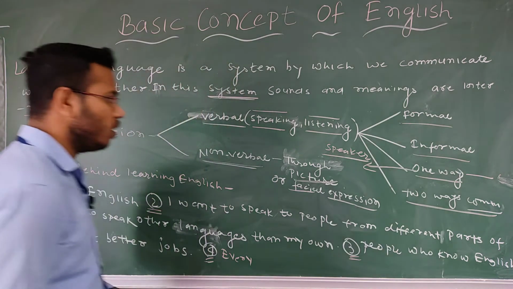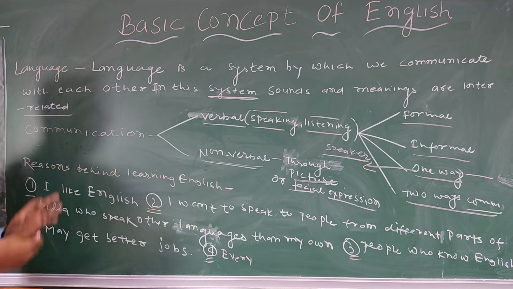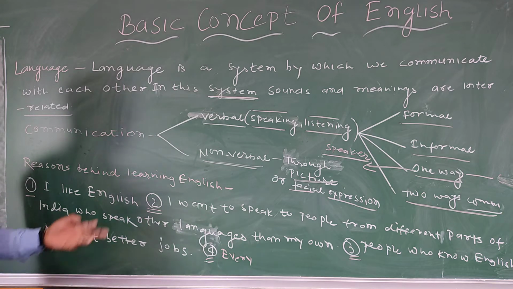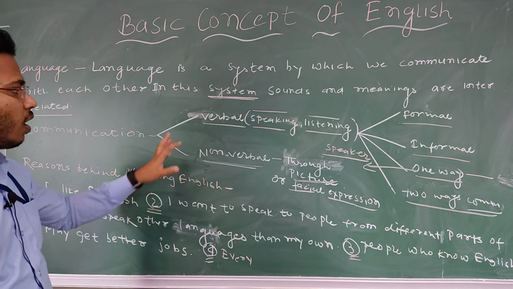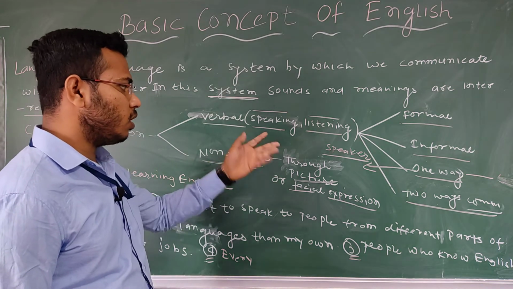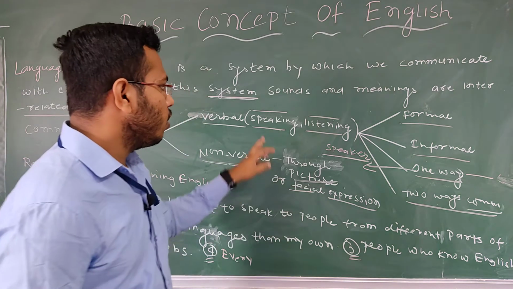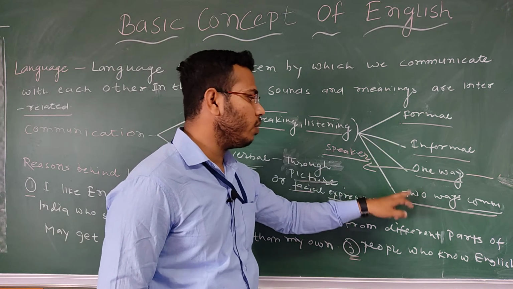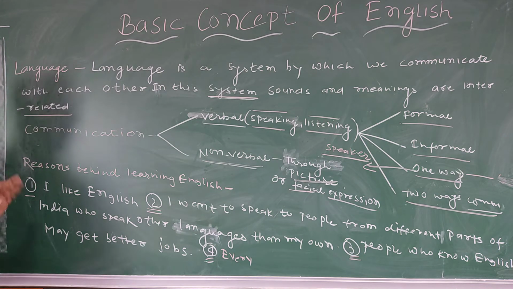So once again, let's recall before going to the reasons behind learning English. What is communication? When we express our thoughts to anyone, in that case communication takes place. Communication has been divided into verbal and non-verbal classification. Verbal includes speaking and listening. Non-verbal does not include speaking and listening. It is just expression through pictures or facial expressions or any other means. Further, verbal communication has been divided into 4 subsections: formal, informal, one-way and two-way. I explained them all. Now we will discuss the reasons behind learning English.